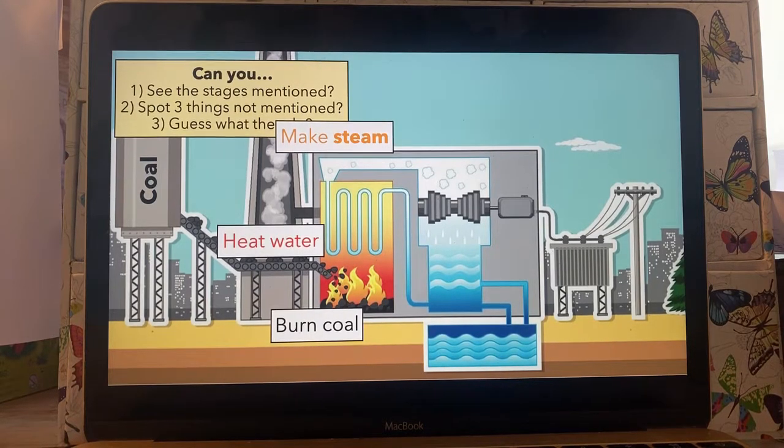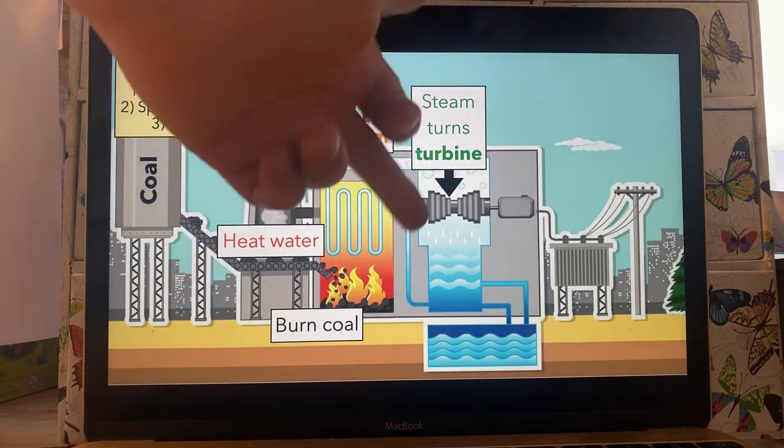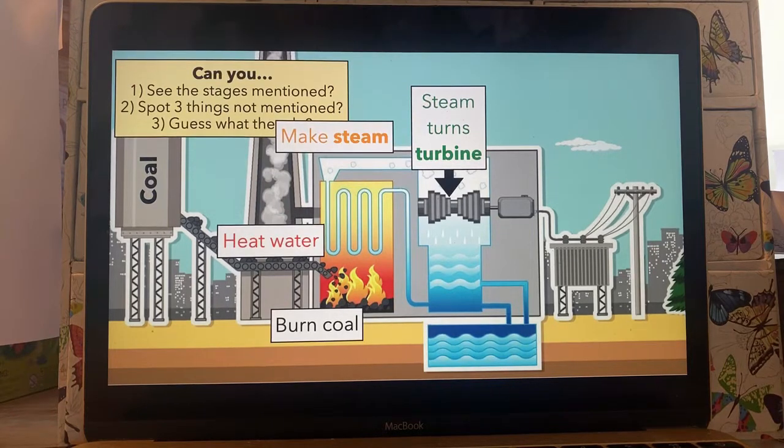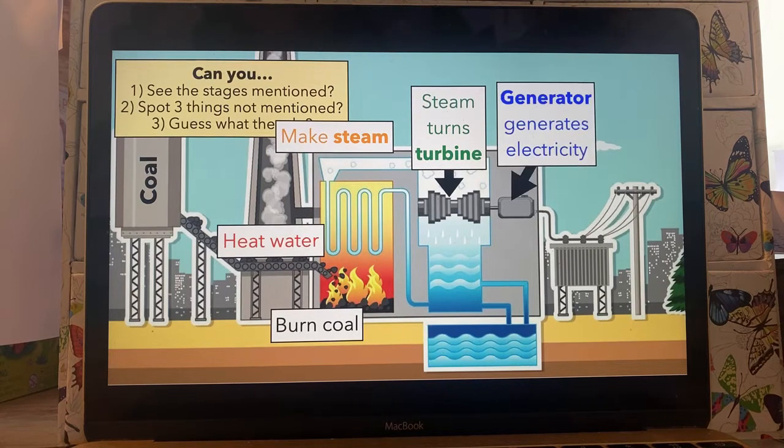Those little clouds are the steam. And the steam, well, it doesn't look anything like a windmill in this diagram, but you hopefully gathered that that egg timer on its side is a turbine because the steam is hitting it. So that's making the turbine spin around. And the thing just after the turbine is the generator.